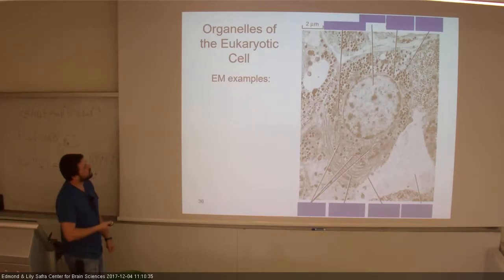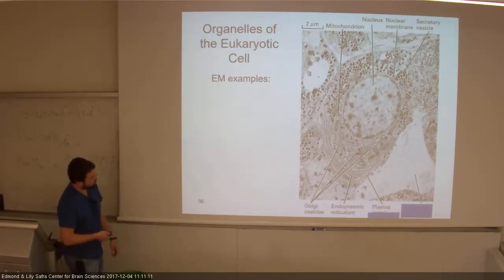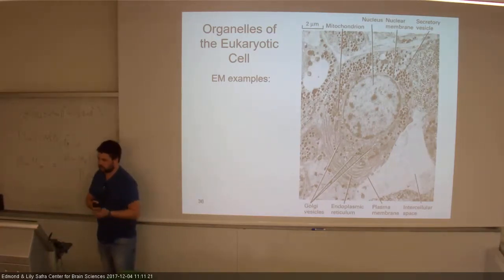And specifically organelles, when we look at them in the EM, just for you to see how they look in real life: these are mitochondria, this is the nucleus of the cell, a nuclear membrane that surrounds the nucleus, secretory vesicles, because I think this is a hormone-releasing cell or something. Not in all cells will you find these secretory vesicles floating around. Golgi vesicles, and then endoplasmic reticulum, which are these creases, and the plasma membrane of a cell, where you can see that there's nothing very special about it. It's not thicker than any other membrane in the cell.